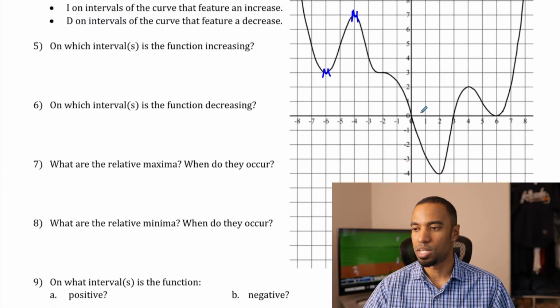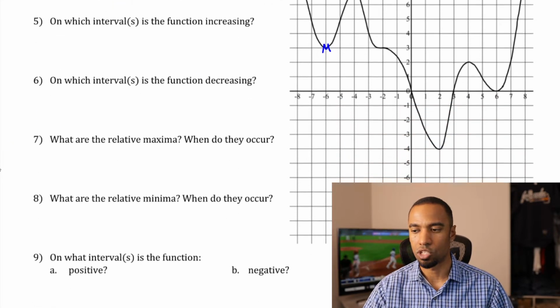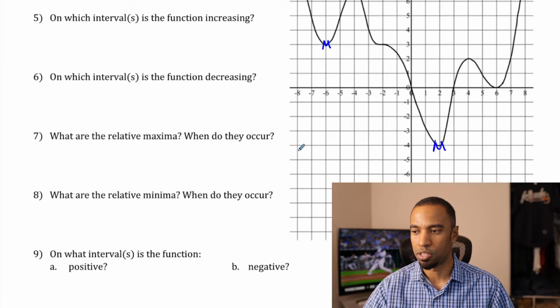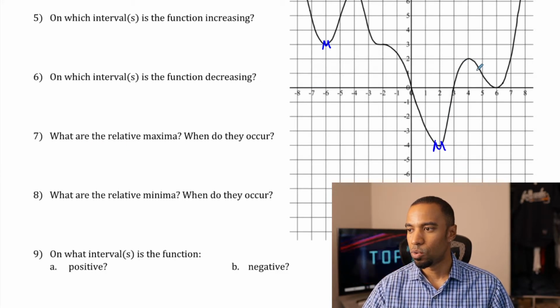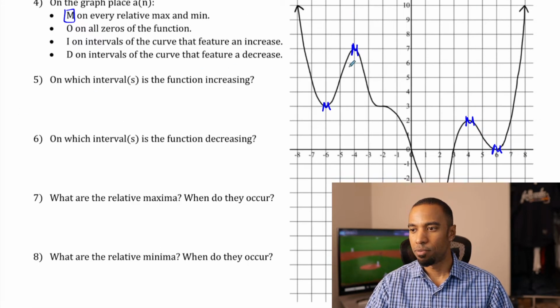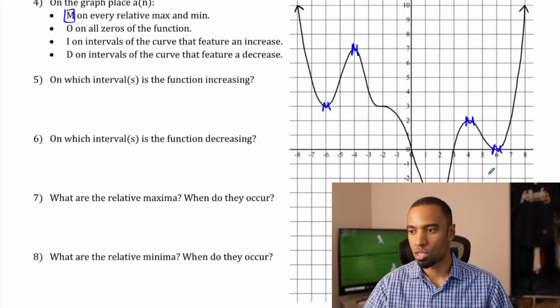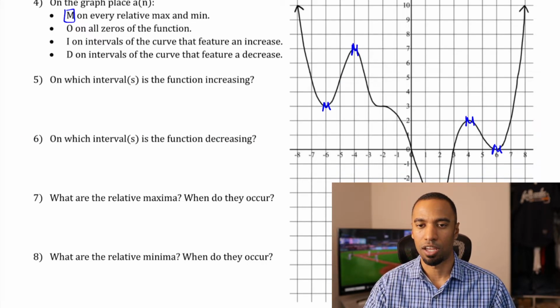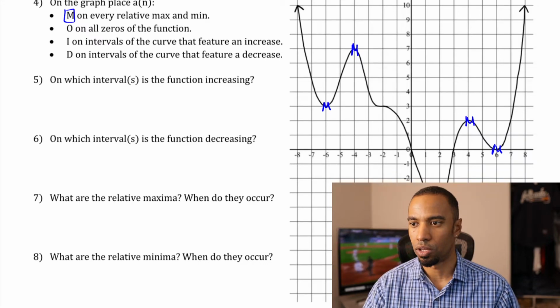It goes from decreasing to increasing here. It changes direction, so that's going to be a relative min right there. Place another M. Increasing and decreasing right here, another max. Decreasing and increasing here, another min. So 5 relative extremes in total, 2 maxes, 3 mins, and we carry forward. All right, so that's going to be the look of that.